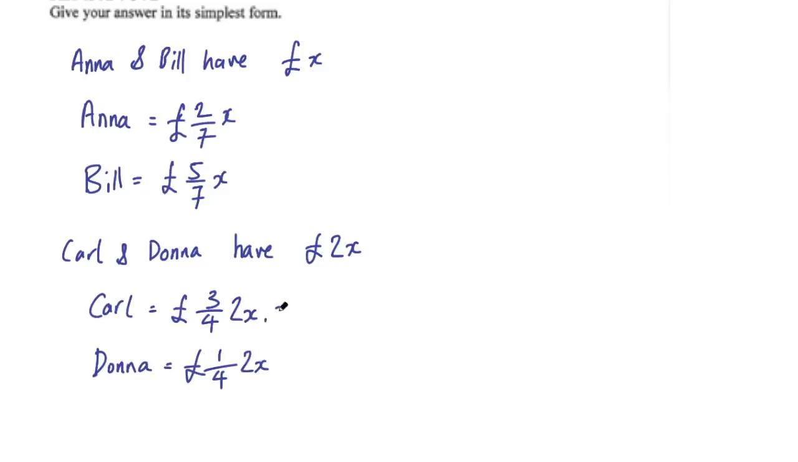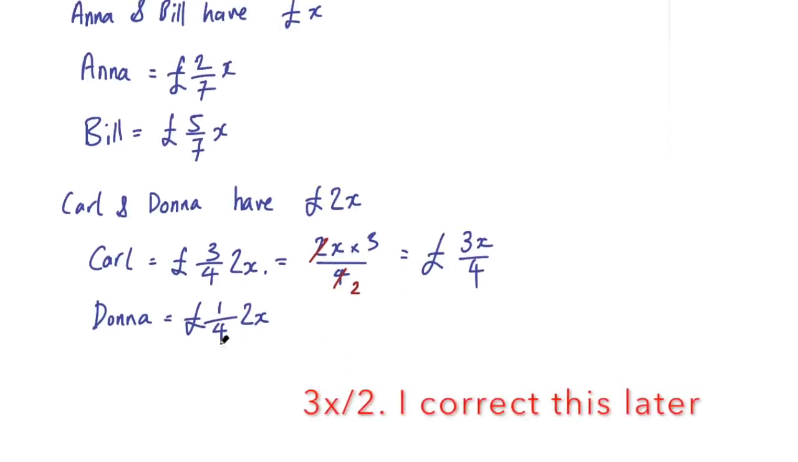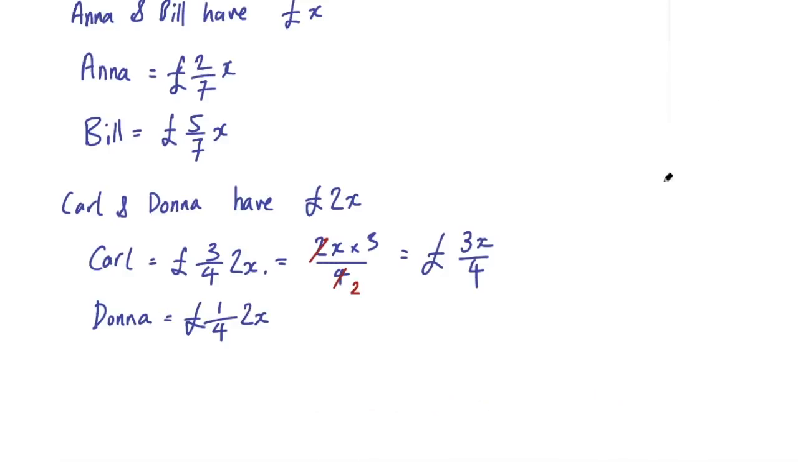And this could be rewritten as 2x times 3 on 4. That's just the same thing. And then you notice that this 2 here can cancel with a 2 on the bottom. So 4 divided by 2 is 2. So this can be rewritten as 3x on 4, or 3/4 x, whatever you like. And same for this one, you notice that this 2 can cancel with a 2 on the bottom. So Donna will effectively get 1/2 x pounds.